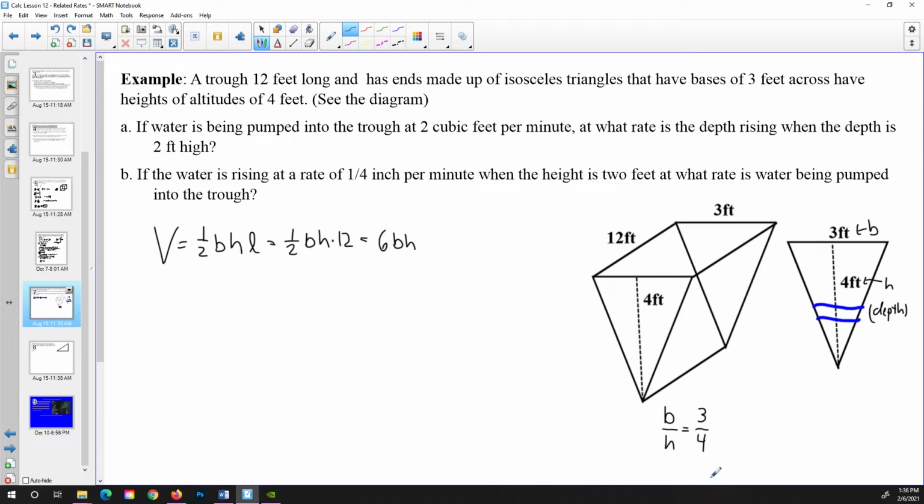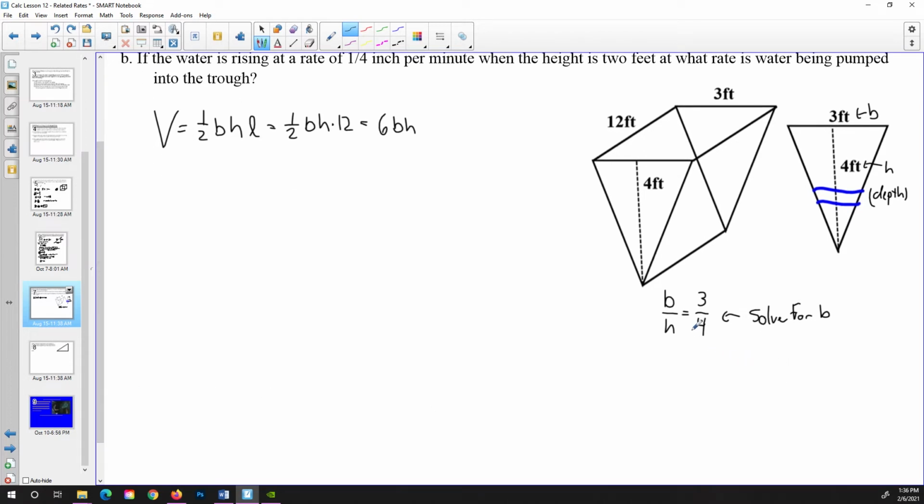Now again, let's go back and see what they're asking us to solve for. At what rate is the depth rising when the depth is 2 feet high? Well, our depth here is the height. So what I want to do is solve this for b. If I get b alone, I'll have a function in terms of h. I can substitute that in for b in this function here, and then I'll have a volume equation in terms of height only, the variable that I am looking for.